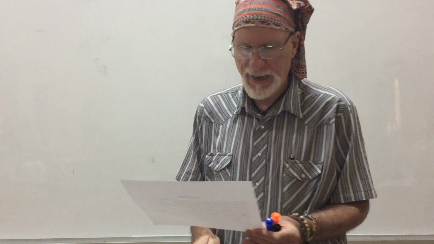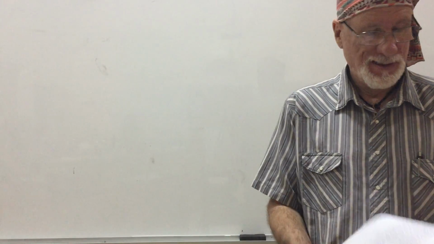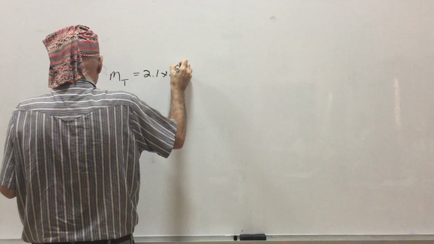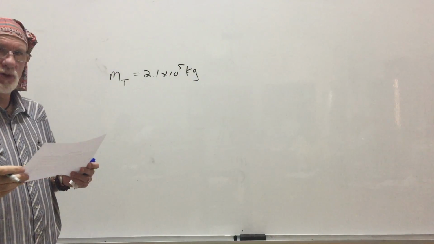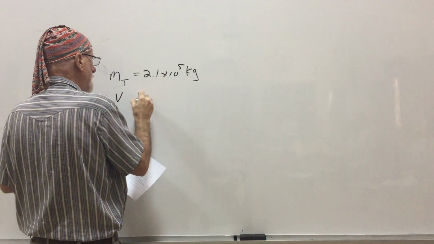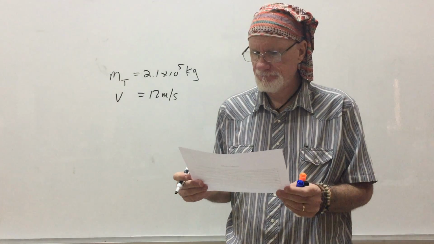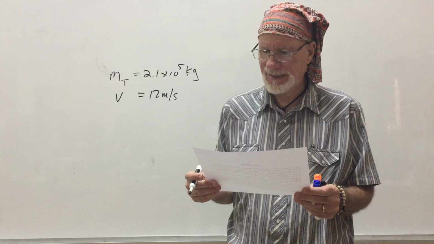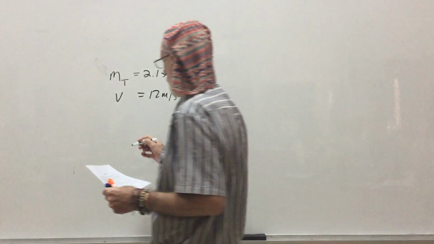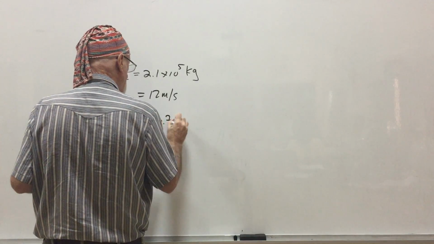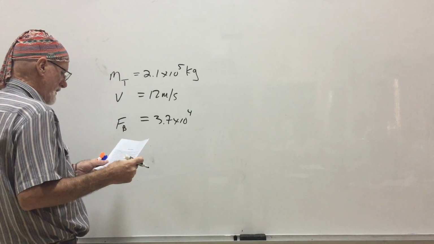A train with a mass of 2.1 times 10 to the 5th kilograms. So mass of the train equals 2.1 times 10 to the 5th kilograms, and it is moving at 12 meters per second. When the engineer applies the brakes, the brake force is constant at 3.7 times 10 to the 4th newtons.